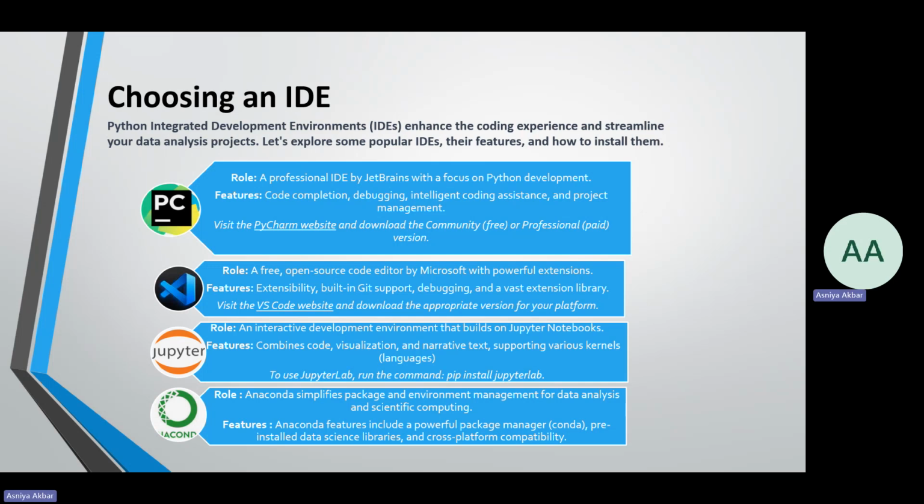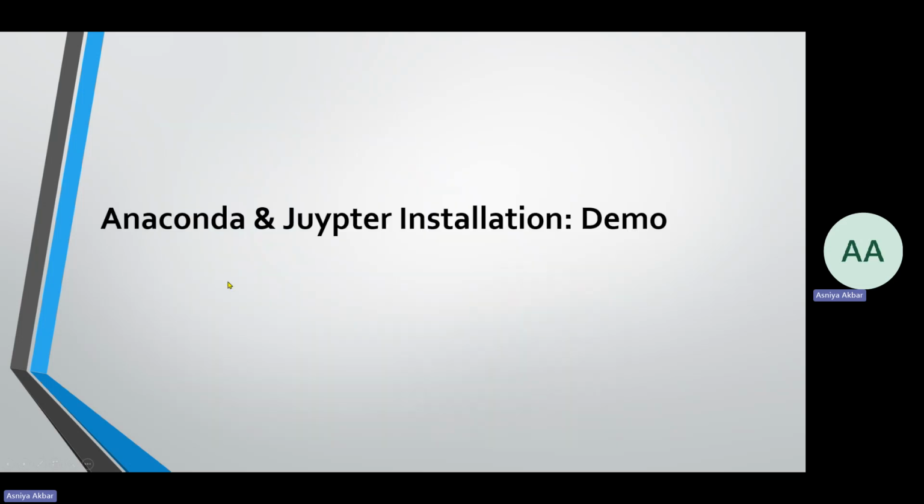Also, we have Anaconda. Anaconda basically simplifies packages and environments for data analysis and scientific computing. It has a powerful package manager called Conda, and it also has pre-installed data science libraries, and it is cross-platform compatible. So we are going to be using Anaconda to use our different IDEs. So let's see how you can install Anaconda and Jupyter.